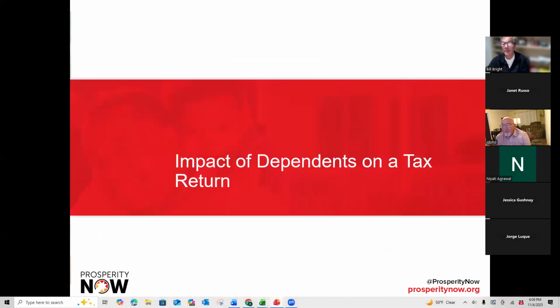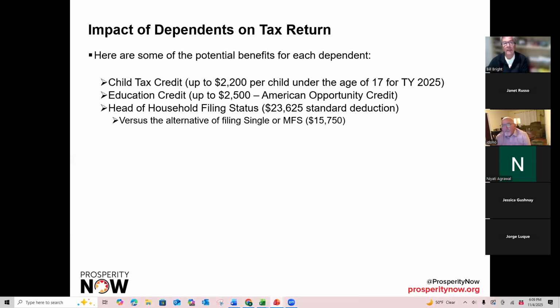Okay, impact of dependence on a tax return. Here are some of the bigger ones. The child tax credit, this is the non-refundable part, is up to $2,200 for a child under age 17 in tax year 2025. So they had to be 16 or under. The year they turned 17, they don't qualify. Up to $2,500 for the American Opportunity Credit, and it can also increase for a single parent, who gets head of household filing status, so the standard deduction goes up dramatically.